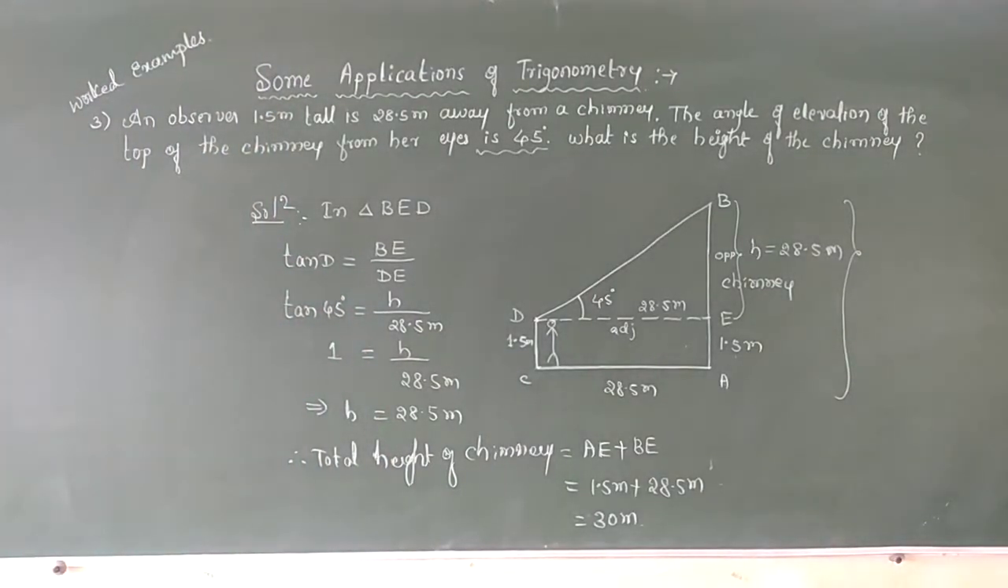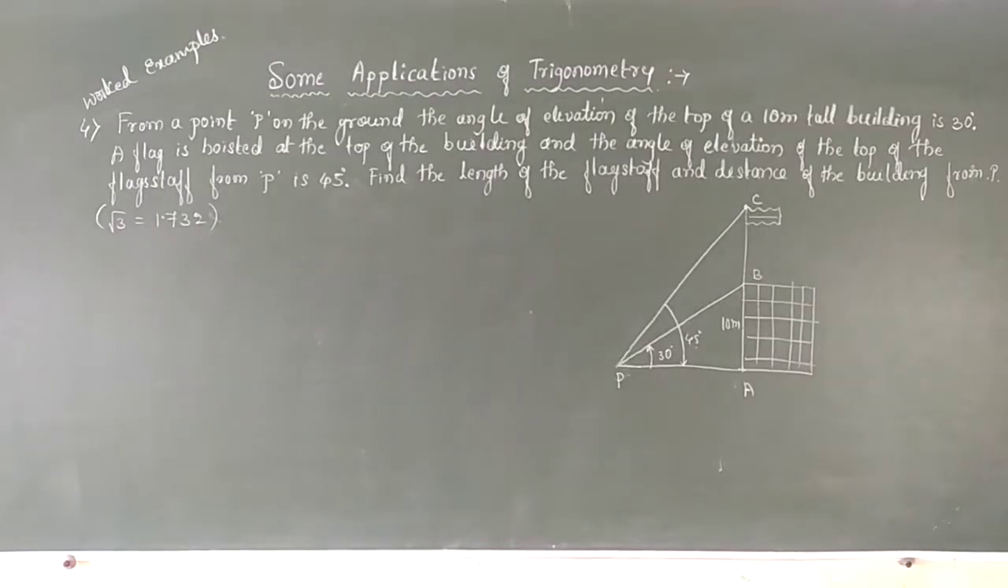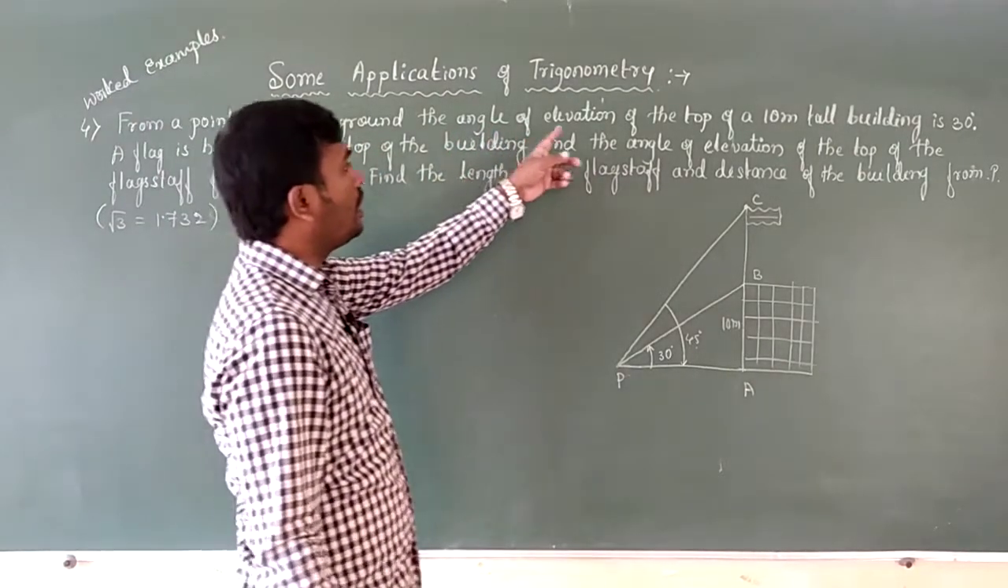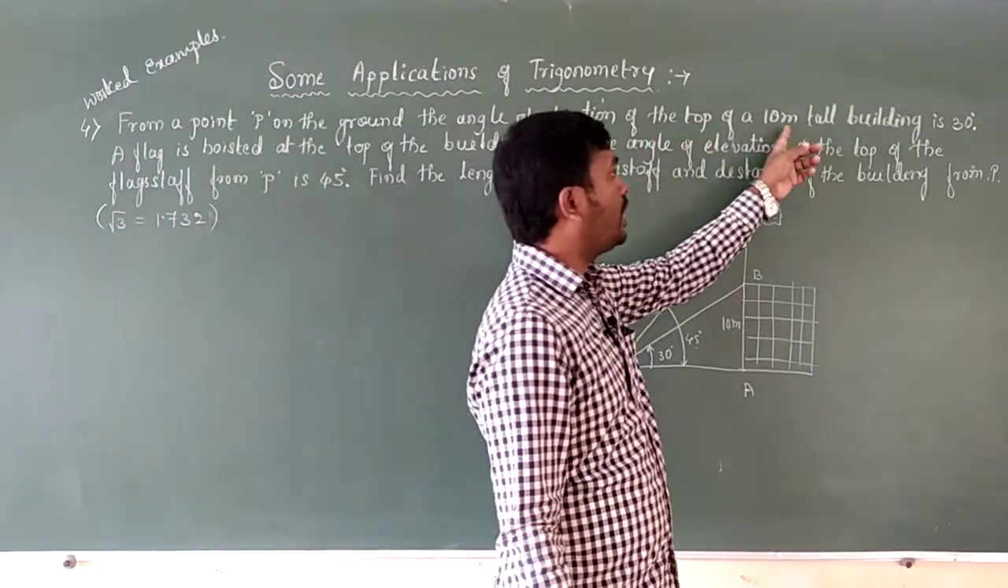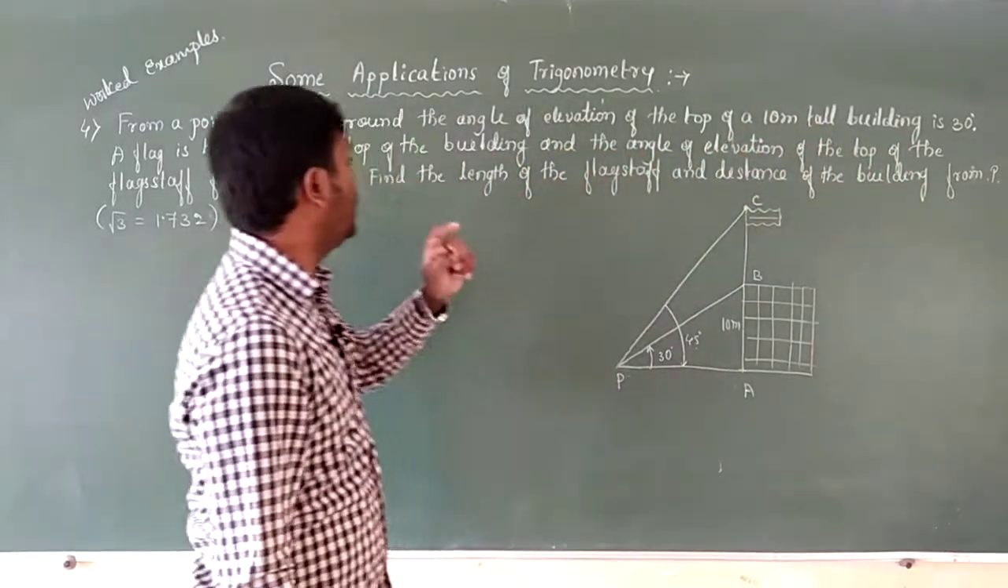Okay, let us go for the next problem here. Problem number 4. Okay children, here the second problem is, from a point P on the ground, the angle of elevation of the top of a 10 meter tall building is 30 degree.